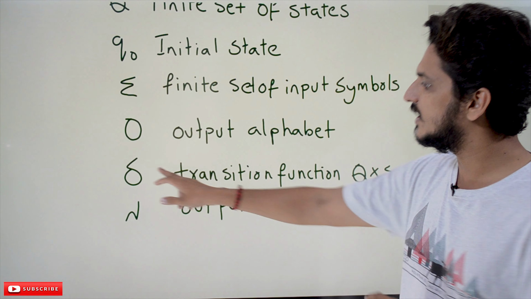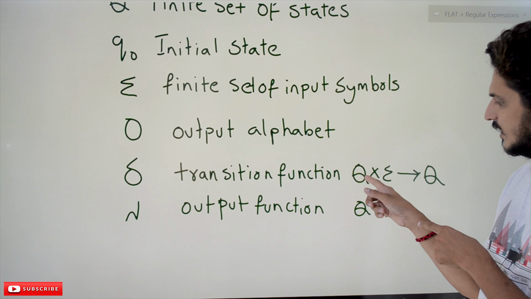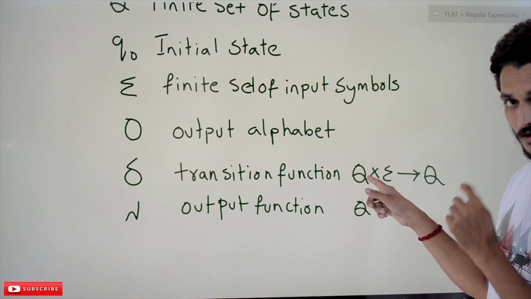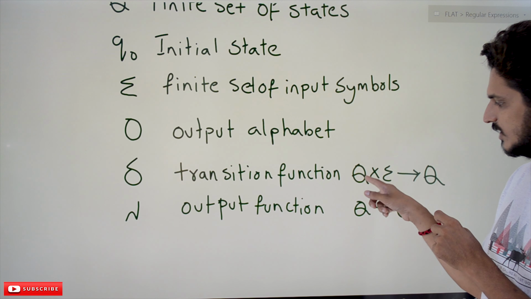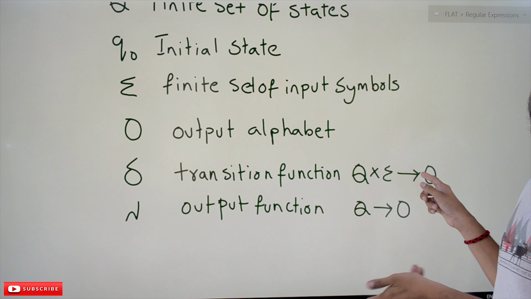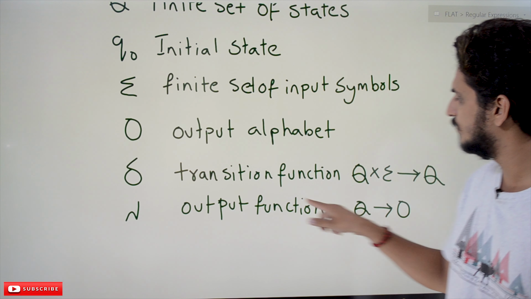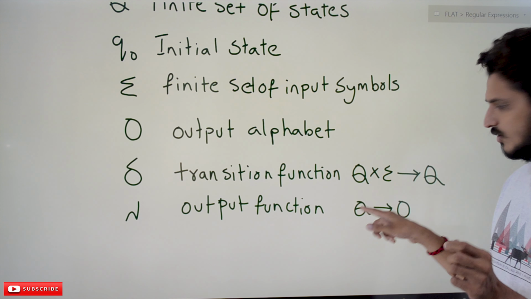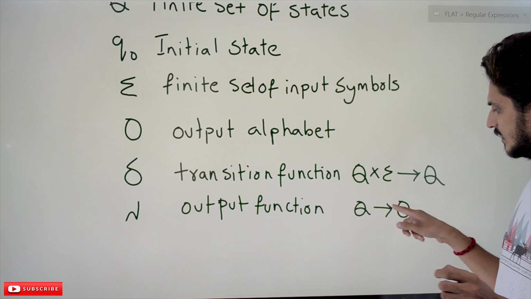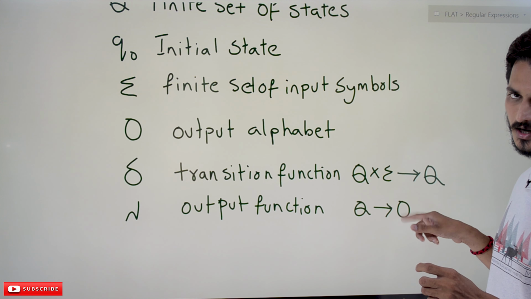The next ones are delta and lambda. Delta means transition function: on any state from Q, if you apply any input symbol, we will move to one of the states in Q. That is what this transition function means. The same way, lambda means output function: on state Q, what is the output? That is what Q tends to O means. It's not 0, it's capital O.